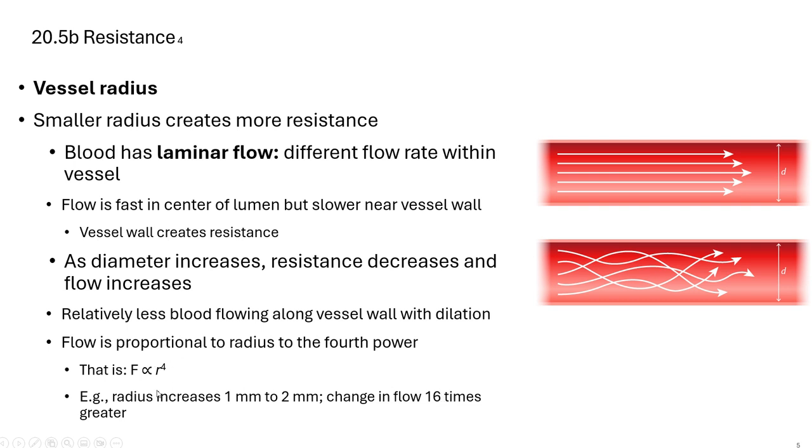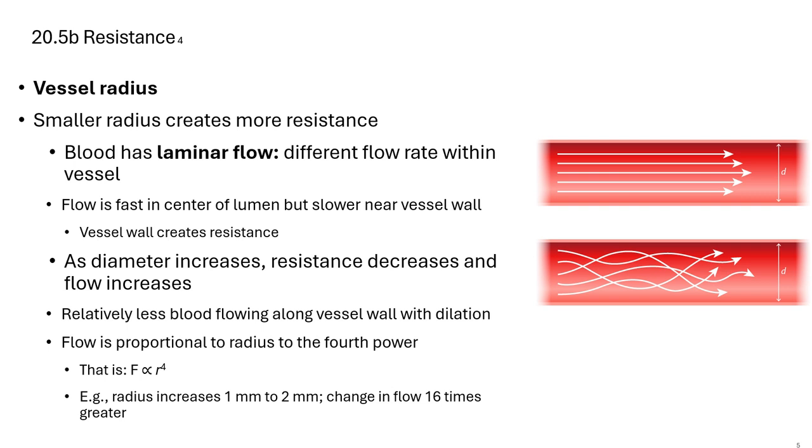So again, you could look here, so you could plug in 2, 2 times 2 is 4, 4 times 2 is 8, 8 times 2 is 16, right? So you get this massive change in flow rate, even with small changes in vessel diameter or radius, right?